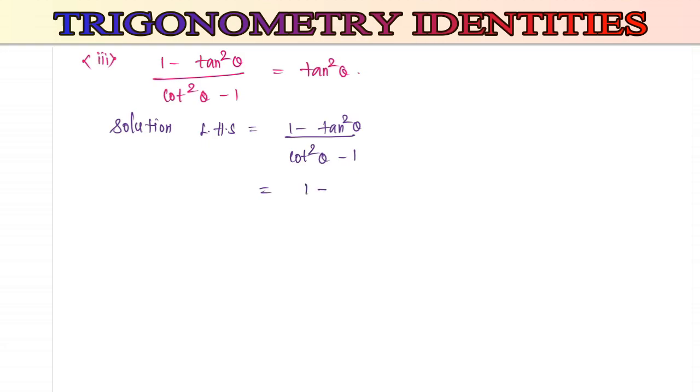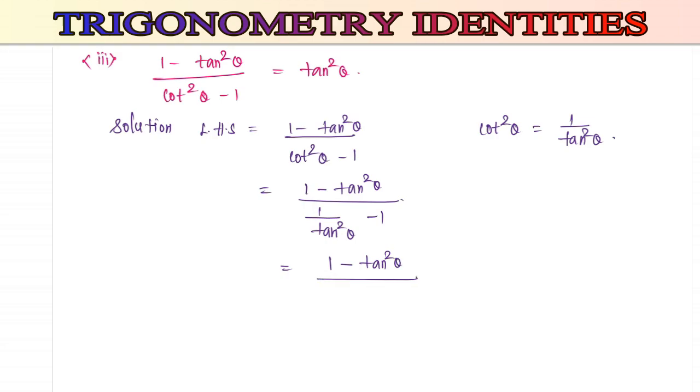1 minus tan square theta, let it be. In the denominator I am going to take the reciprocal of cot square theta, which is tan square theta. So cot square theta is equal to 1 divided by tan square theta. So 1 divided by tan square theta minus 1. I am going to simplify only the denominator. Let the numerator 1 minus tan square theta stay, divided by. Now here if there is no denominator you can consider it as 1.